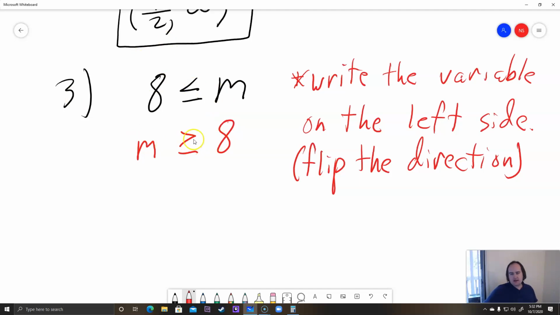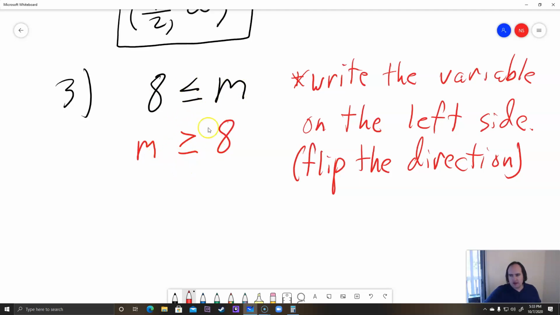The reason is that if you move the m and the 8, you switch them around, and you switch the direction of the inequality, then m is still greater than or equal to 8. You can actually read this one as m is greater than or equal to 8. It's because if m is greater than or equal to 8, that's the same as saying 8 is less than or equal to m. So they actually mean exactly the same thing.